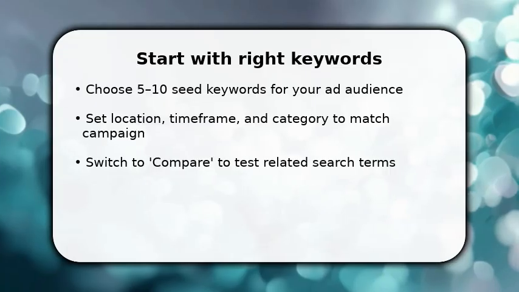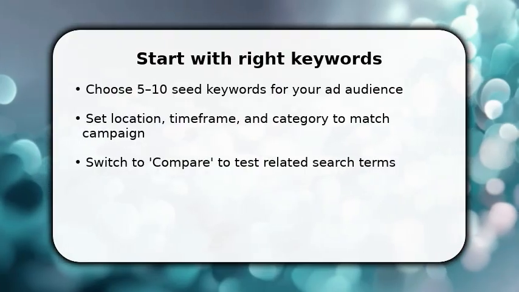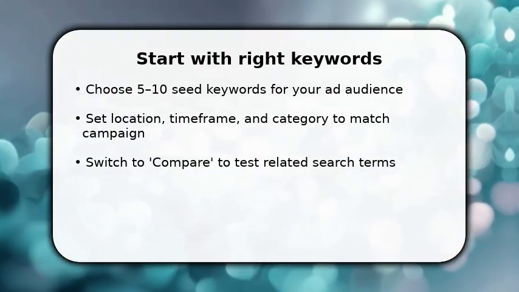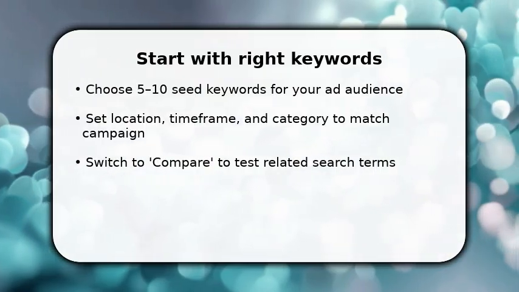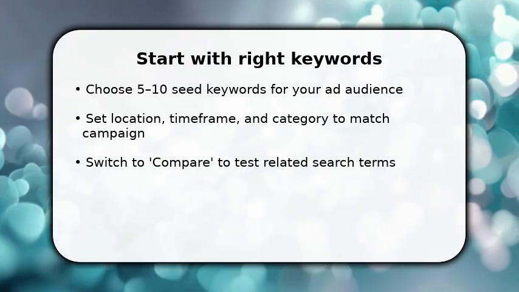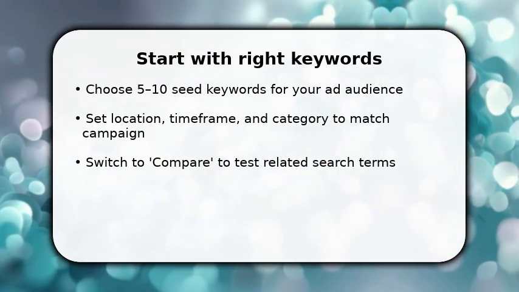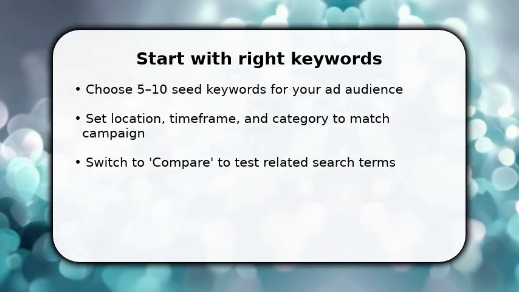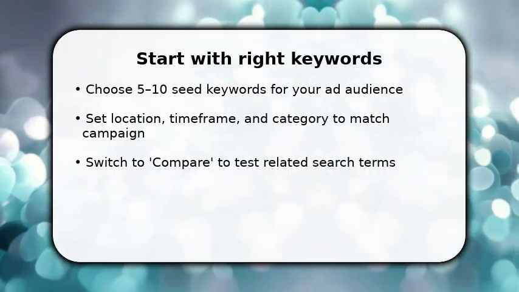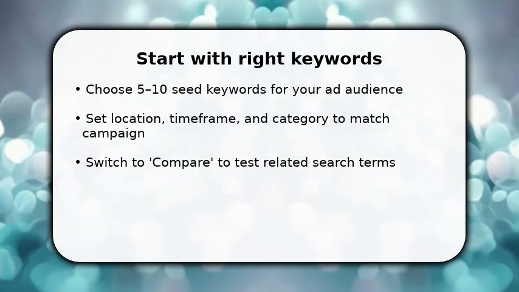Enjoy the video. You start by defining a tight set of seed keywords that match your Facebook ad objective. Pick 5 to 10 terms with clear intent. Open Google Trends, set the exact country and last 12 months, and select the relevant category to filter noise. Once set, use the compare feature to run those keywords side by side so you can see relative interest. This gives an immediate, data-driven shortlist to feed into Facebook's detailed targeting and ad creative tests.